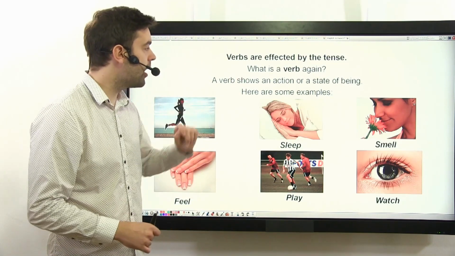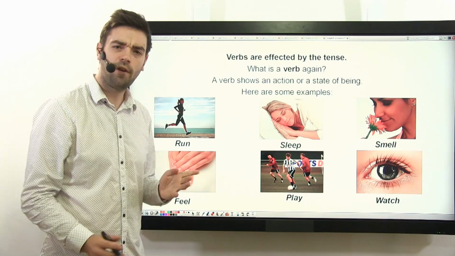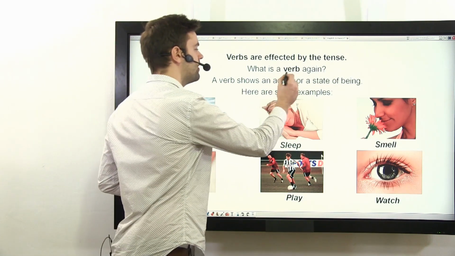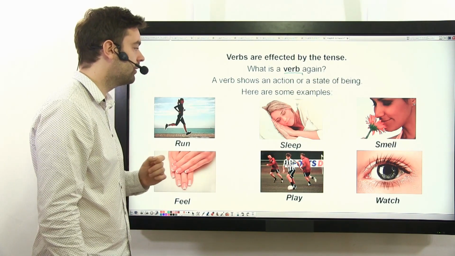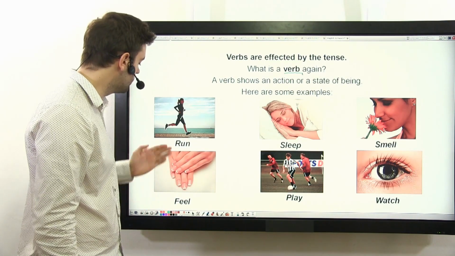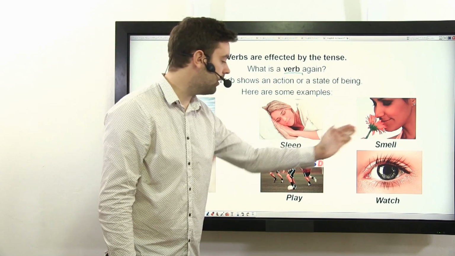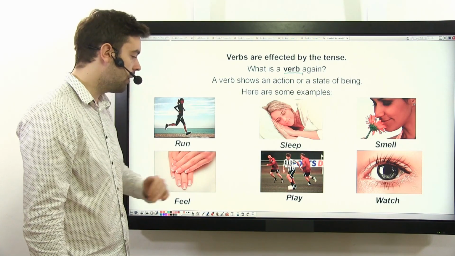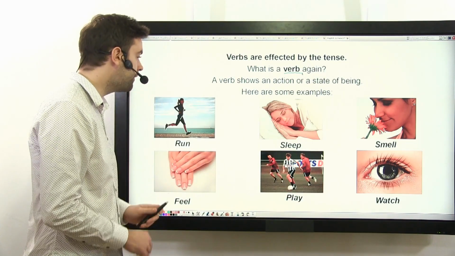So remember, the verbs are affected by the tense. What is a verb again? Well, a verb shows an action or a state of being. Here are some examples: run, sleep, smell, feel, play, and watch. These are all verbs.